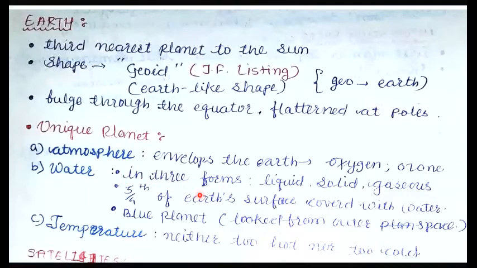Now how is water available here? It is available in three forms: liquid, solid, gases. Okay, now liquid we see in river, lake and ocean. In solid we have Himalaya and other things. It's in the icy form. Okay, and gases, that is in atmosphere. Now 3/4 of the earth's surface is covered with water. It is called the blue planet because from outer space it looks blue. Now the temperature of our earth is neither too hot nor too cold.